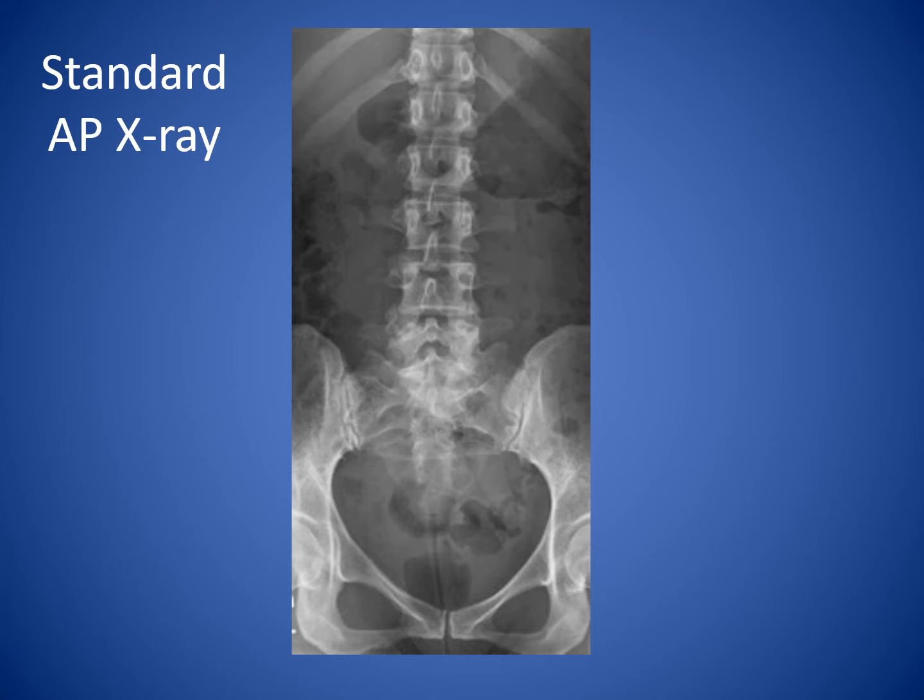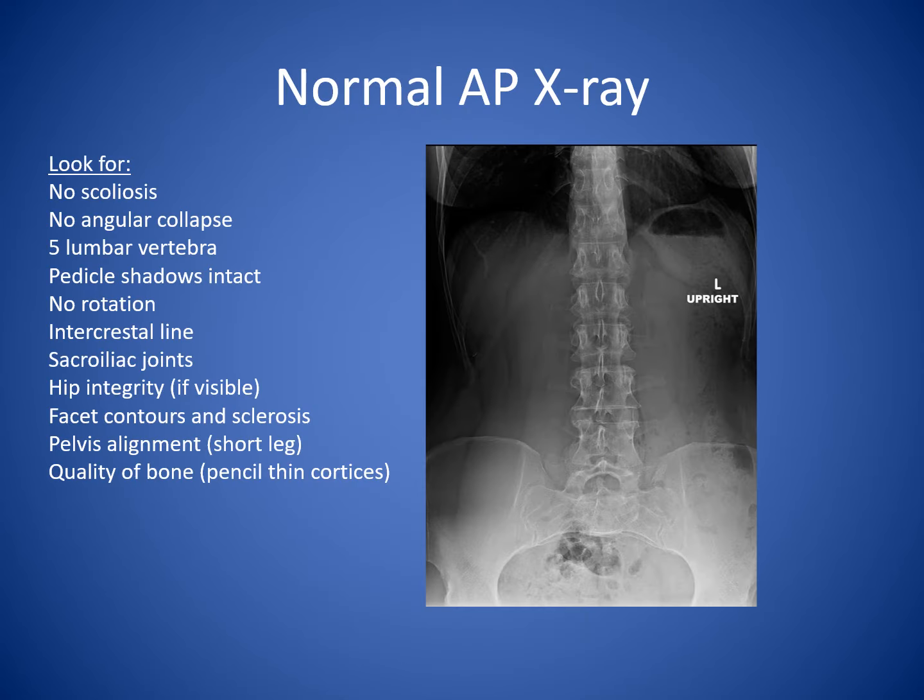You have to have an algorithm to think about so that you can go through the X-ray in a standard fashion so you can identify normals and possibly abnormals. The first X-ray we'll start with is the AP. It's a very standard X-ray.